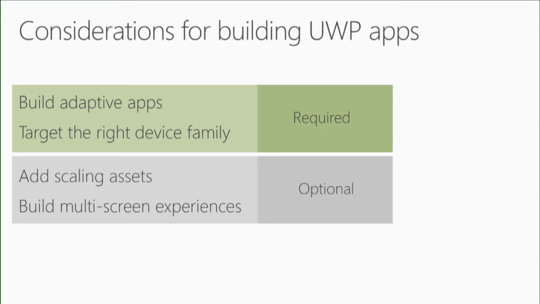The optional ones are add scaling assets in order to make your app look pixel perfect, and take advantage of the fact that Continuum is about using two screens at the same time, where you've got the primary screen, which is your phone, and the secondary screen. So build multi-screen experiences when you can and when they're useful.